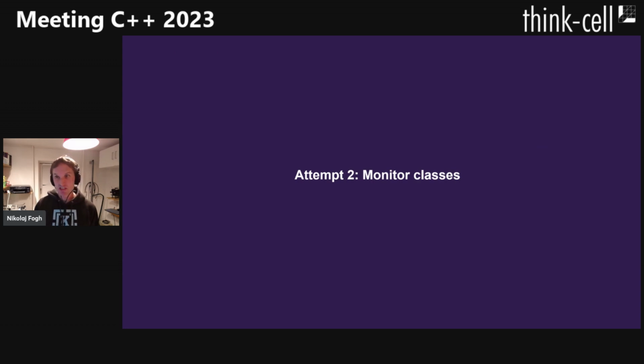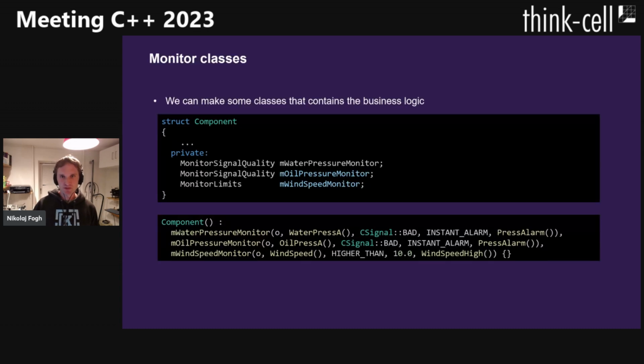So let's try a second attempt where we use classes to get some code reuse from this. So we could make some classes that contain all of this business logic that we saw before in this ad hoc method. So here we have two different classes. We have a component first, which has these three monitors, two different types. So we have a monitor signal quality and we have a monitor limits. And in our constructor of this component, then we can construct these monitors.